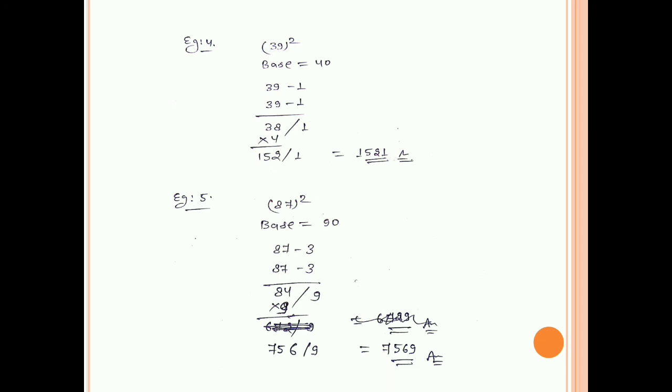Another example, 87 square. In this we will choose base as 90. So 87 minus 3, 87 minus 3, minus 3 into minus 3 will be 9. And 87 minus 3 will be 84. 90 is 9 times of 10, so we will multiply it by 9 and we will get 756. So our answer will be 7569.